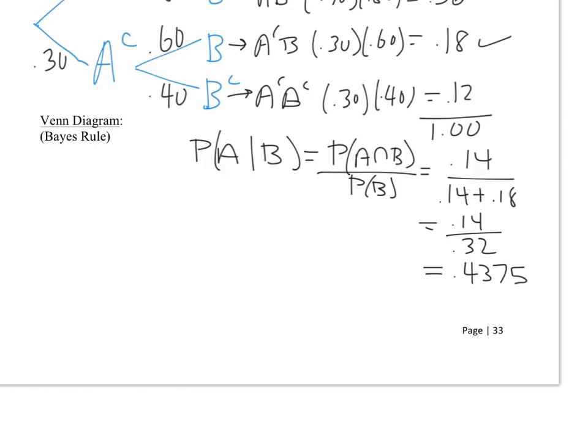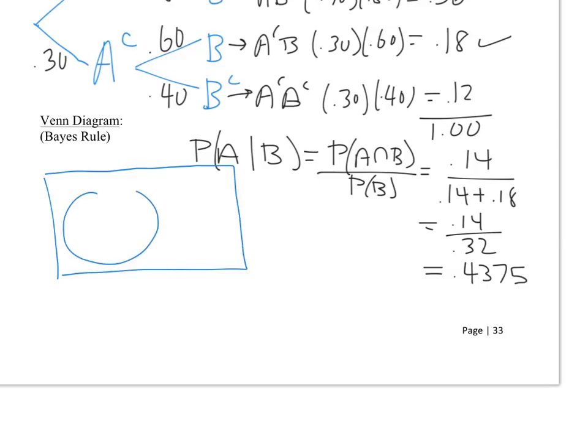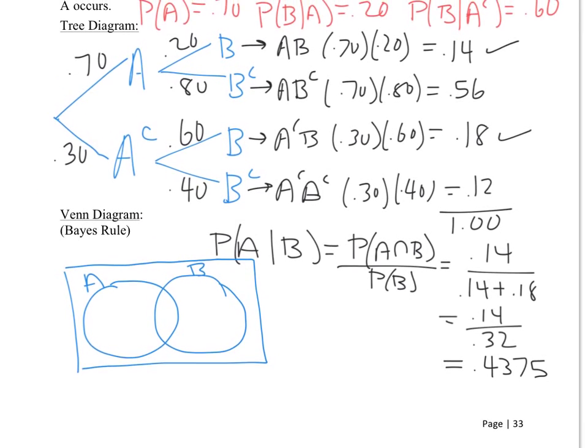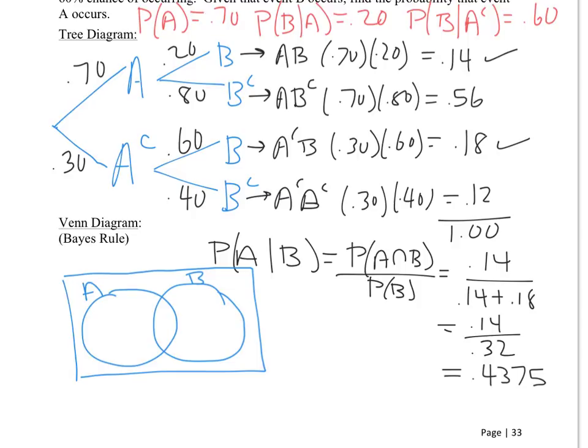Now if I want to put this information in a Venn diagram, I can take the two events A and B and draw circles. And I can show you that the four numbers that we put up here can all be placed appropriately in this Venn diagram as well. So those four numbers that are on the tree would appropriately go into this Venn diagram, and we can place them. A intersected with B is 0.14.